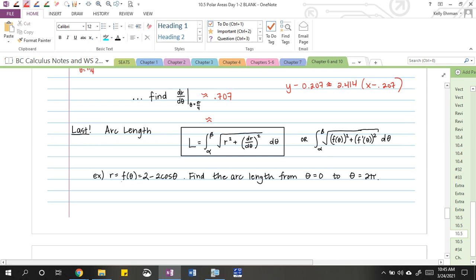So if we have r is 2 minus 2 cosine theta, the arc length would be the integral from 0 to 2 pi of the square root of r squared, (2 minus 2 cosine theta) squared, plus what's dr d theta? It'd be positive 2 sine theta squared, d theta. And if we type that into our calculator, I have this written down ahead of time because I'm worried my video is getting long. Apparently it comes out to 16.